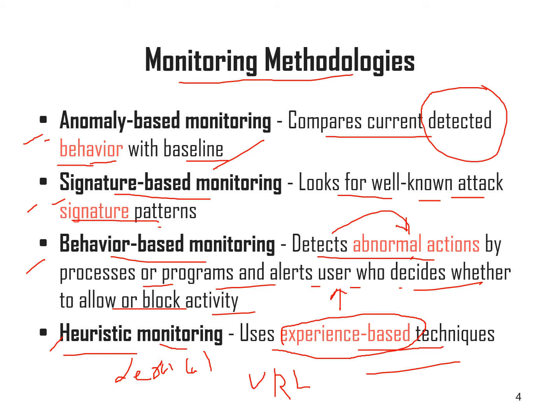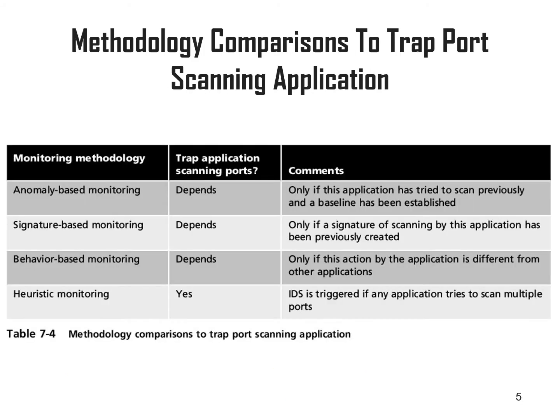All right. So there are four methodologies that can be incorporated with the IDS so that it can detect whether a particular attack is malicious or not. The first is anomaly-based monitoring, then signature-based monitoring, behavior-based monitoring, and the fourth one is heuristic-based monitoring.